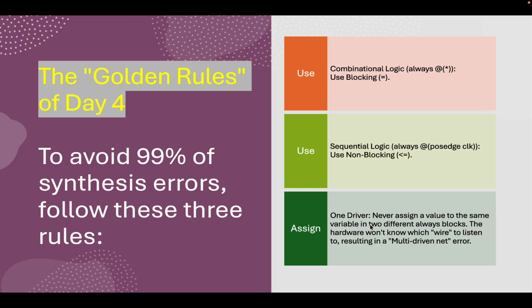Never assign a value to the same variable in two different always blocks. The hardware won't know which wire to listen to, resulting in a multi-driven net error. It means if you have two always blocks, don't use the same name or the same wire name. That time it will not work as hardware. That time you'll get a multi-driven net error.